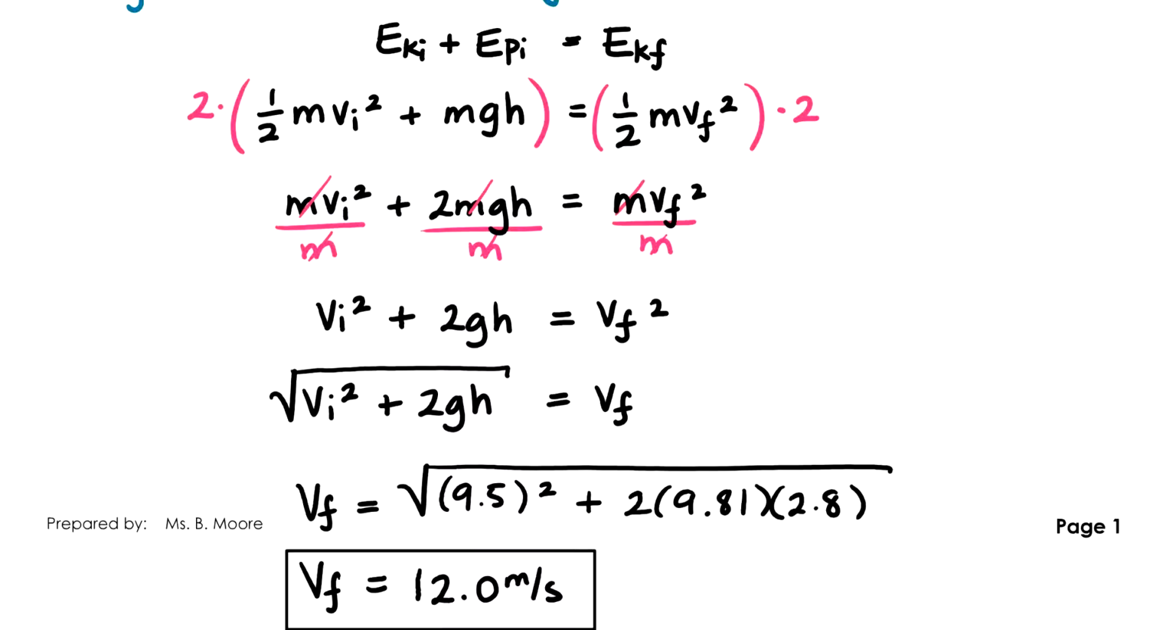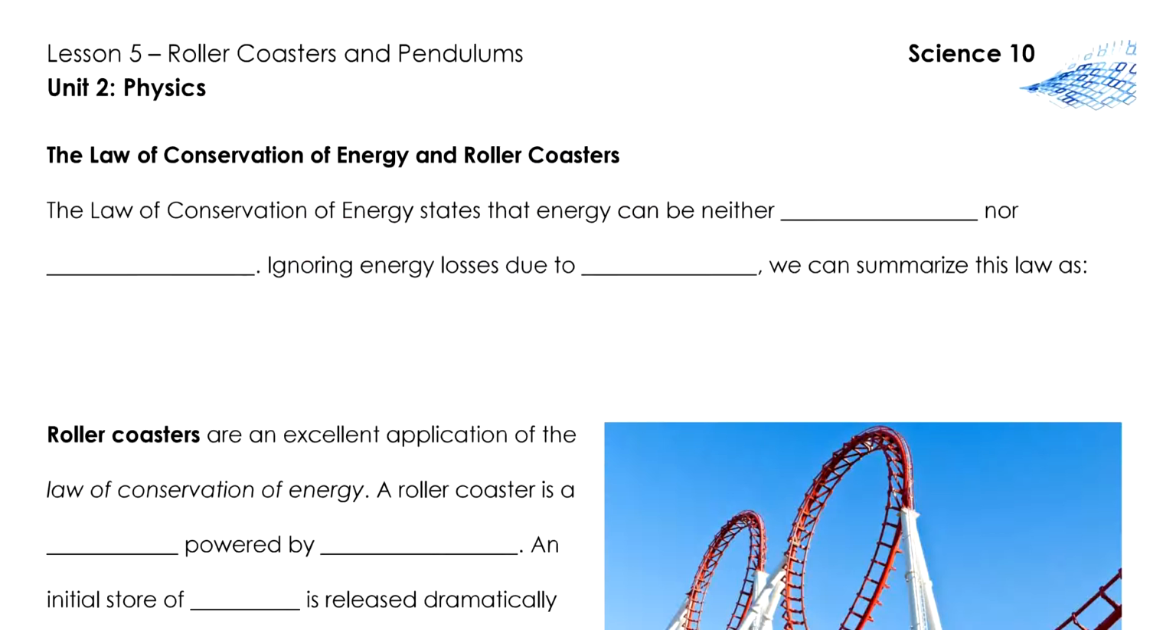We're at the point now in the unit where these kinds of problems should be really straightforward and we shouldn't be getting stuck on the algebra. So if you're struggling with any part of this question, please come by extra help so we can work on this together and develop some confidence. Okay, on to roller coasters and pendulums.